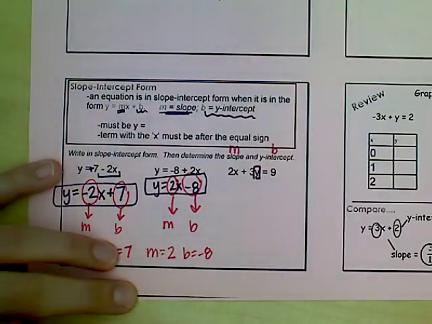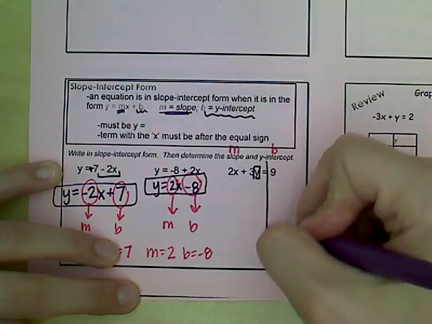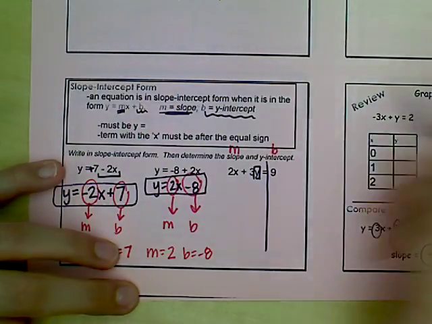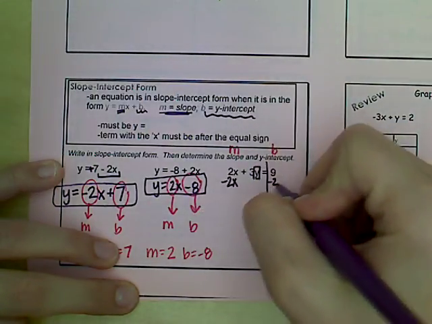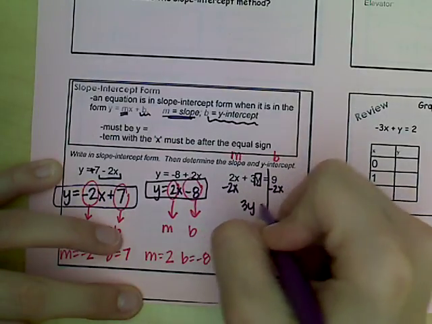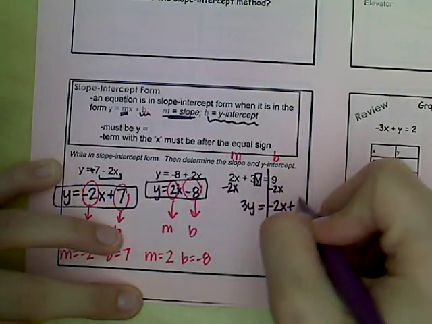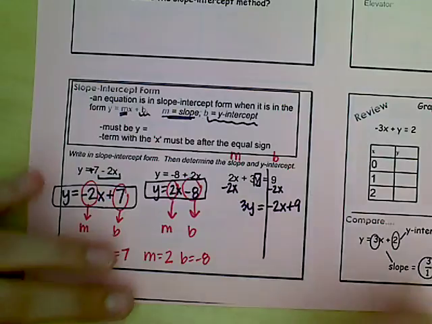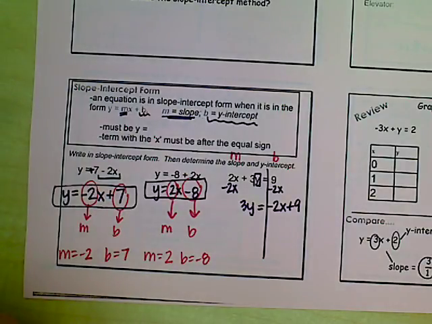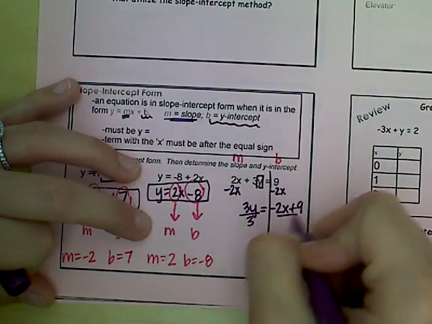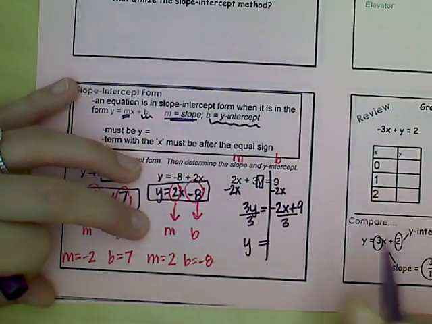All right, our last one's going to take a little bit more work because we need to solve for y. So I need to get everything away from that 3y. So I'm going to subtract 2x. So 3y equals negative 2x plus 9. Notice I put that x term first. Then I need to divide by 3 and just simplify.